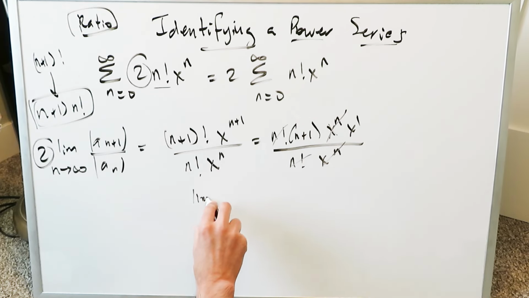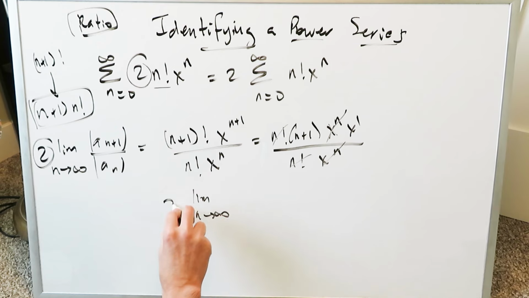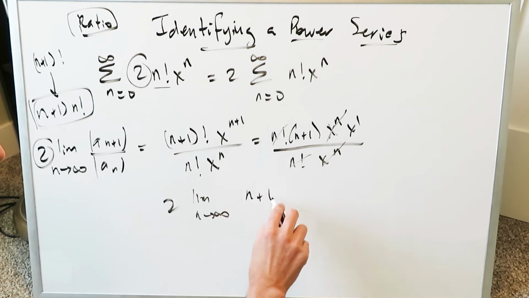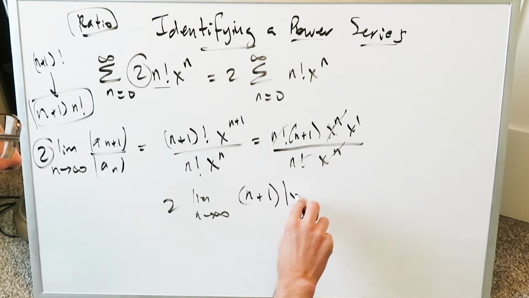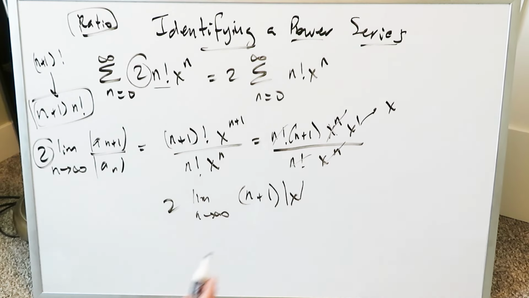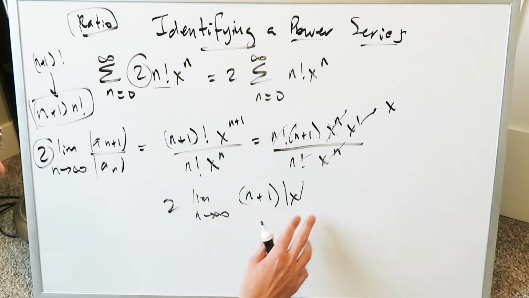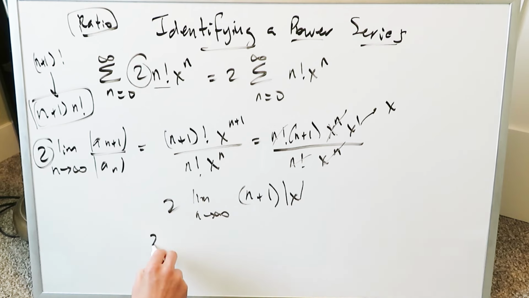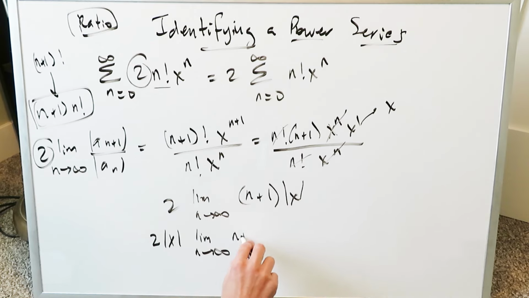You'll have limit as n approaches infinity with this 2 sitting out. You have n plus 1 times absolute value of x. You see this x to the 1 is just an x. I'm bringing it here as an absolute value of x. What do I know here with regards to the limit? I'm going to push out the absolute value of x, limit as n approaches infinity. I'm just looking at n plus 1.